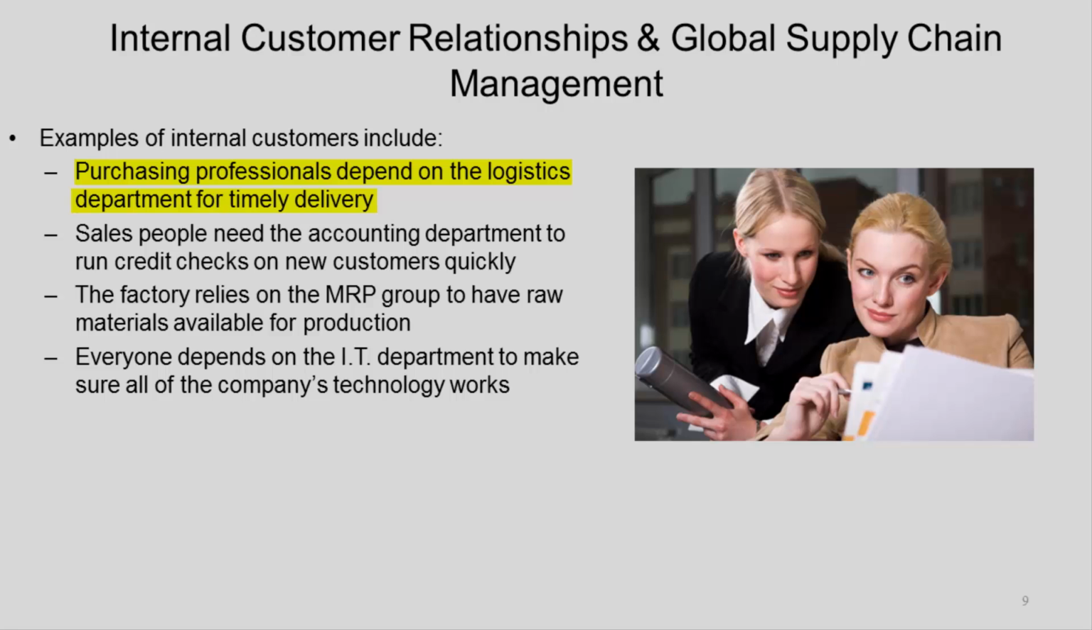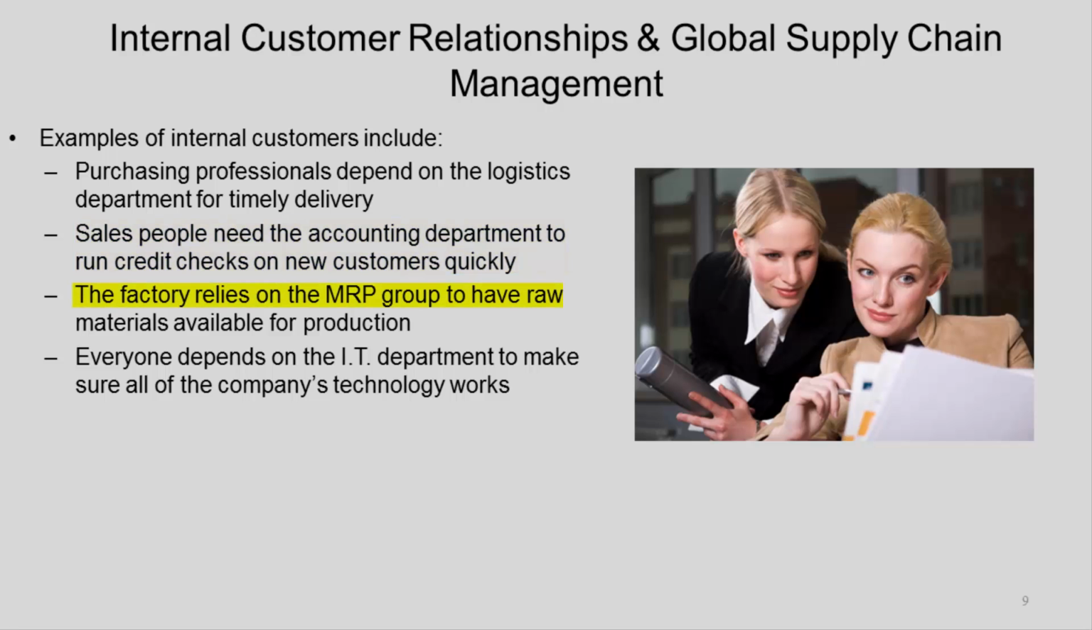Do purchasing people need visibility into the logistics chain to determine when goods will be delivered? Is it the logistics department that can tell a purchasing agent that the goods they bought in China are sitting in customs somewhere? Yes, it is. That's an internal customer relationship. Some others, we mentioned this one as well, salespeople need the accounting department to run credit checks on new customers quickly. Any salesperson will tell you that one of the best ways to lose an order is to have the credit check take too long. That's an internal customer relationship.